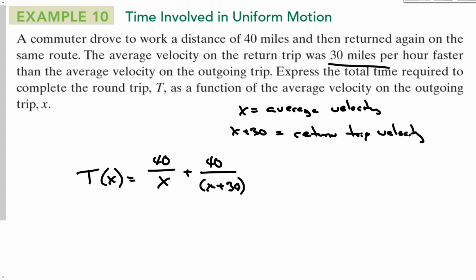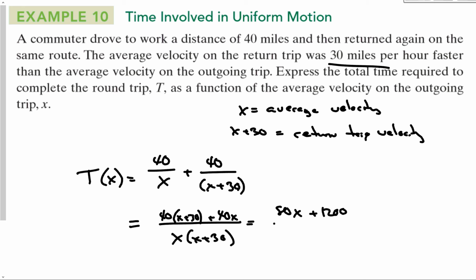Now, of course, we should not leave it like that. We should make it a nice rational function, which means that in order to add these two together, I'm going to need a common denominator, which is going to be x times x plus 30, which gives me 40 times x plus 30 plus 40 times x, which then gives me 40x and 40x, that's 80x plus 1200 over x squared plus 30x. Okay? And if I wanted to graph this function, I can. But the question just says, write the function.